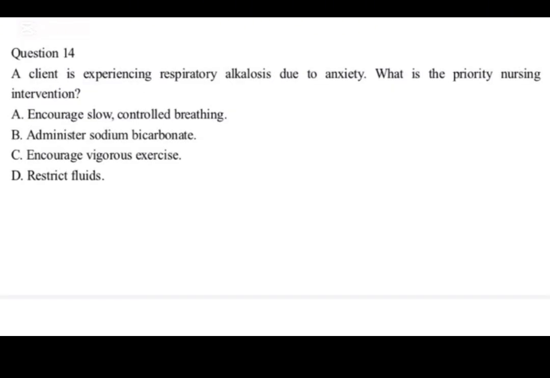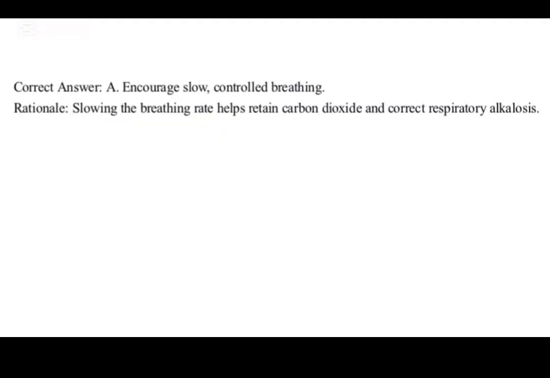Question 14. A client is experiencing respiratory alkalosis due to anxiety. What is the priority nursing intervention? A. Encourage slow, controlled breathing. B. Administer sodium bicarbonate. C. Encourage vigorous exercise. D. Restrict fluids. Correct answer, A. Encourage slow, controlled breathing. Rationale: slowing the breathing rate helps retain carbon dioxide and correct respiratory alkalosis.